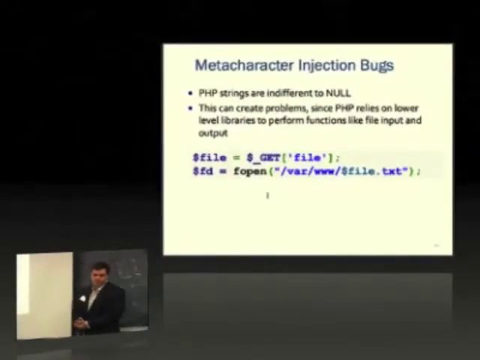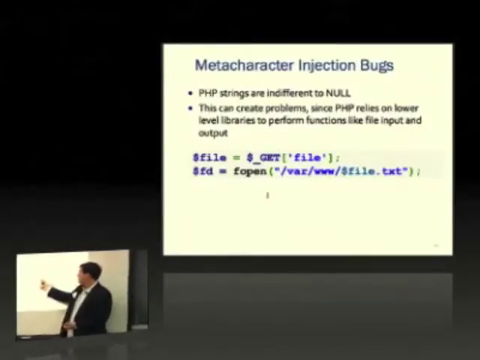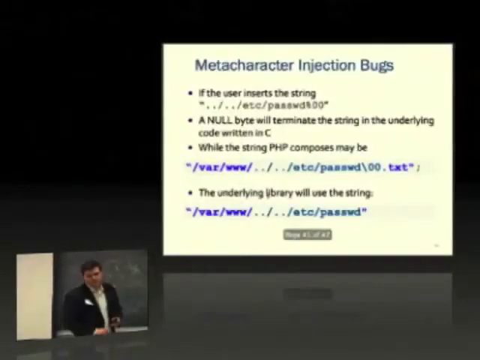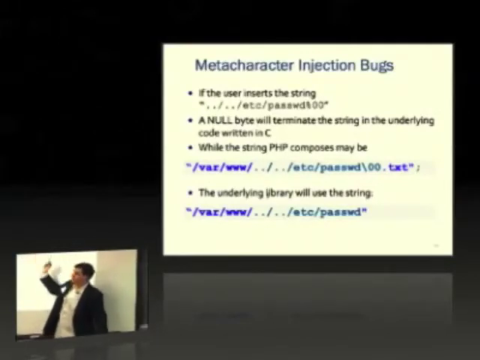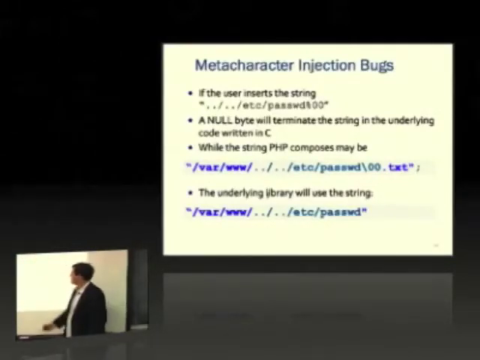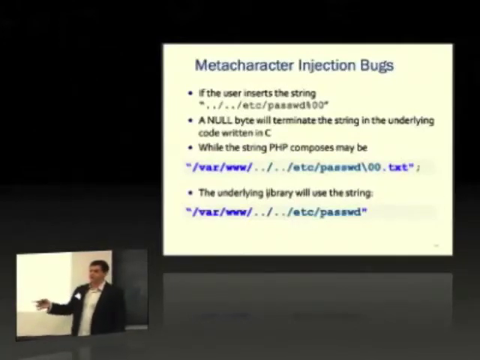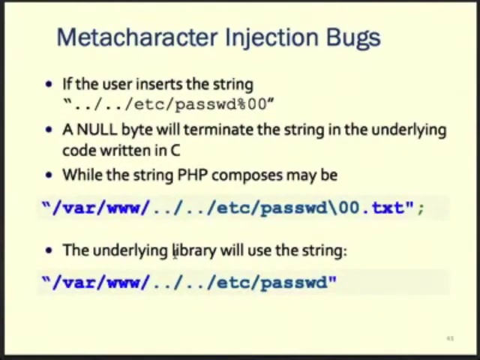So let's go back to our example here. Because PHP is indifferent to null, and because we can insert our dot dot slash, this can create all sorts of interesting problems. For example, let's say that instead the user inserted the string dot dot slash etc password null byte. Now PHP is like, oh yeah, we know what that is, that's this file right here. The underlying library, because it was written in C and compiled, is observant of the null byte and stops accessing the string at that point, and thus it gets this file to open. This is actually what we wanted, right? So this is a combination of bugs. It's a conjunction of two bugs. It's directory traversal mixed with null byte insertion.